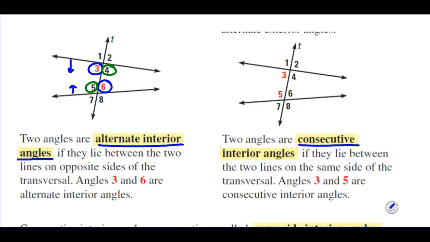Two angles are consecutive interior angles. Consecutive meaning one right after the other, one after another. Consecutive like the numbers 1, 2, 3. Consecutive like 8, 9, 10, because there's nothing in between. There's no space in between. They are right next to each other, one after the other. And interior, meaning they're inside the two lines. So the two that we see here in red, the 3 and the 5, are consecutive interior angles. And the other two that could be considered for this definition are the 4 and the 6.